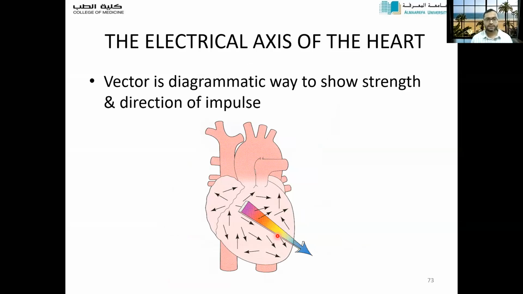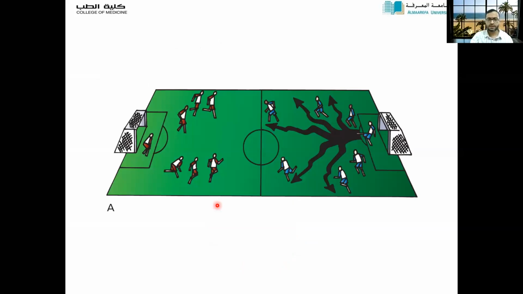And before going to axis, there is one more term used here: vector. A vector is nothing but this arrow that you are seeing in the diagram. The vector is a diagrammatic way to show the strength and the direction of the impulse in the heart. If I'm drawing the arrow downwards here, it's showing you that the impulse is going in this direction. And the size of the arrow shows the strength of the impulse. The smaller the arrow, the smaller the strength. The larger the arrow, the larger the strength.